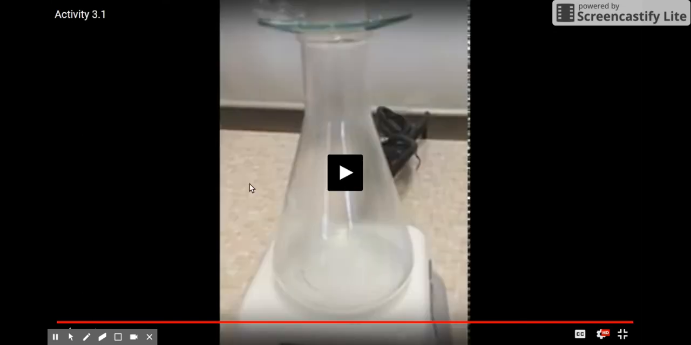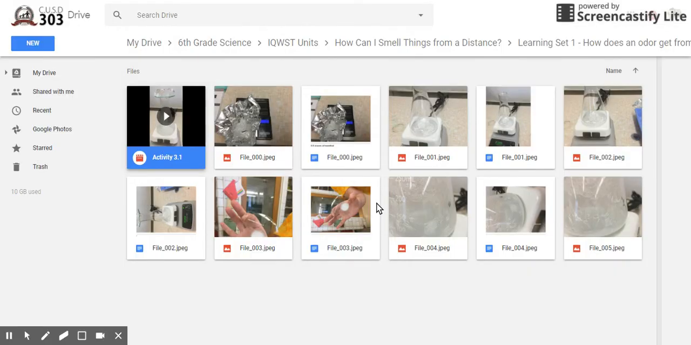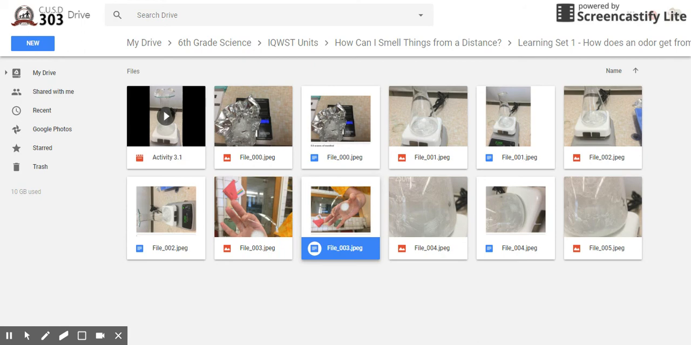We're going to take a look at a couple pictures of what happened to the bottom of that watch glass next. On the bottom of the watch glass, you can see that the condensation that had formed inside the flask reformed into a solid crystal on the bottom.